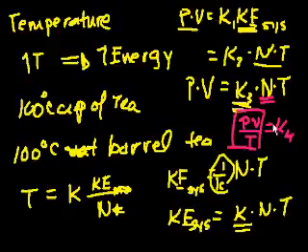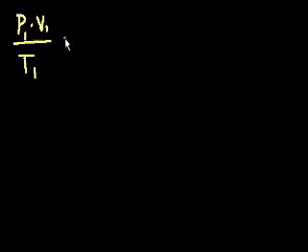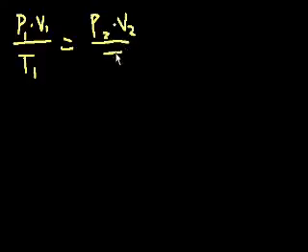We said pressure times volume is equal to pressure times volume. Now we added temperature into the mix. So let me clear this up. I think I got my throat back. So we could say P1 times V1 over T1 is equal to P2 times V2 over T2. And does this make sense to you?